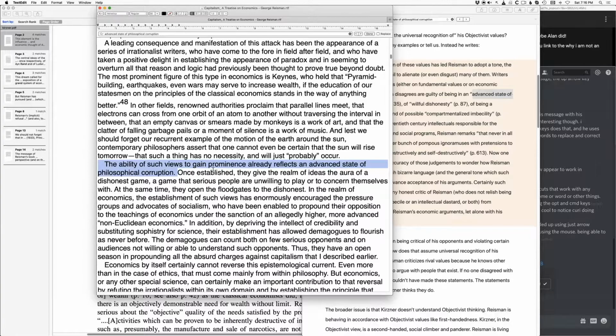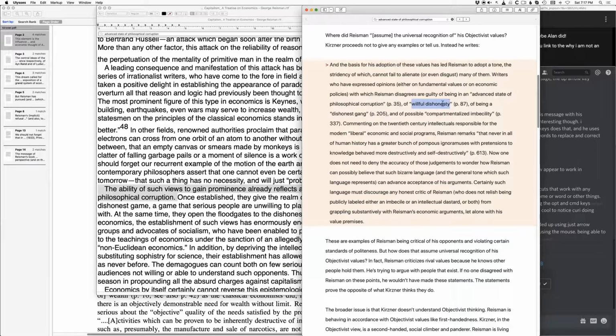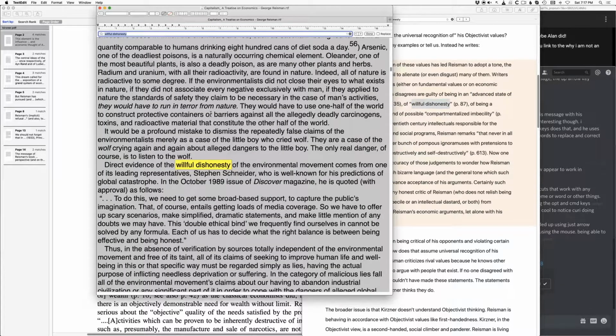Okay, so Reisman says, if views like an empty canvas or smears made by monkeys is a work of art, if those views can gain prominence, that reflects an advanced state of philosophical corruption. This is a reasonable statement that he argued, he explained. A conventional person could read this and not object to this sentence, given the premises in the previous paragraph.